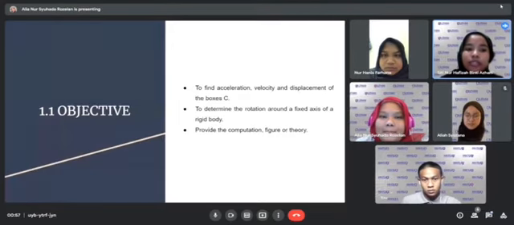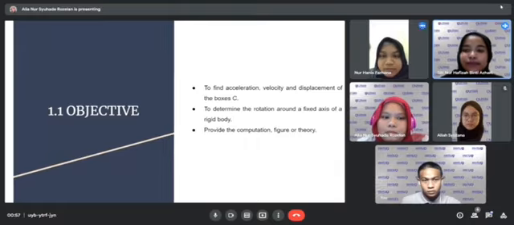Our objectives for this group project are, first, to find the acceleration, velocity, and displacement of the boxes. Second, to determine the rotation around a fixed axis of a rigid body. And last, to provide the computation, figure, or theory.